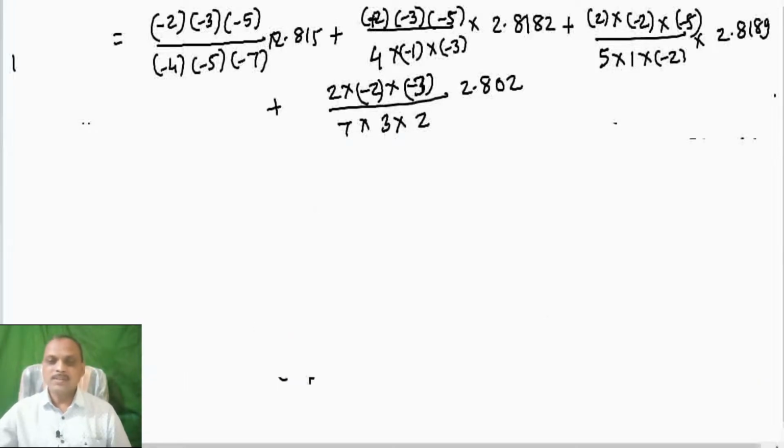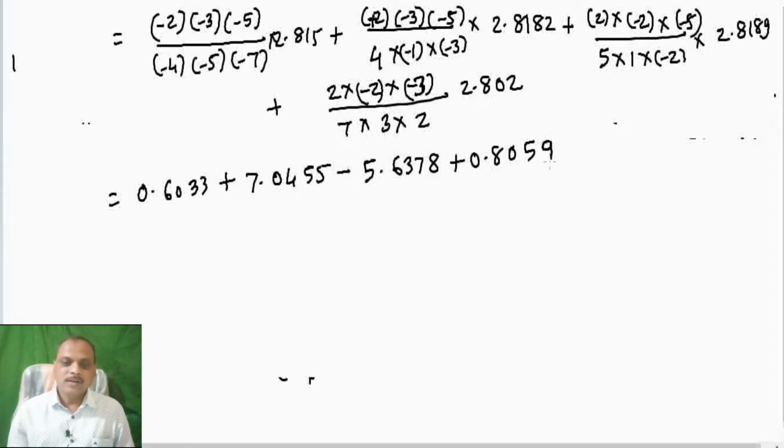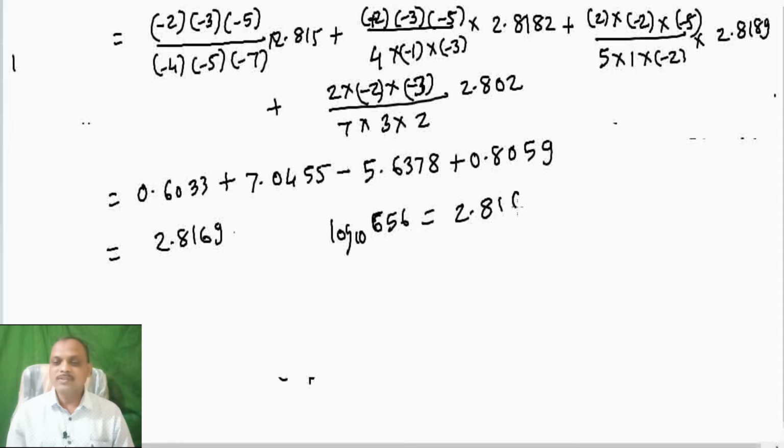Now let us simplify this. After simplification we get the terms as 0.6033 plus 7.0455 minus 5.6378 plus 0.8059, and the addition of these is 2.8169. So log of 656 to the base 10 is 2.8169.